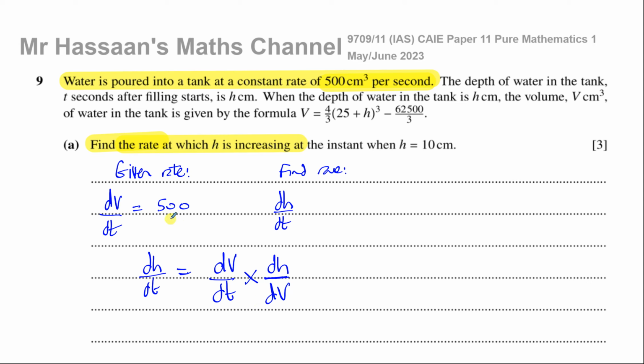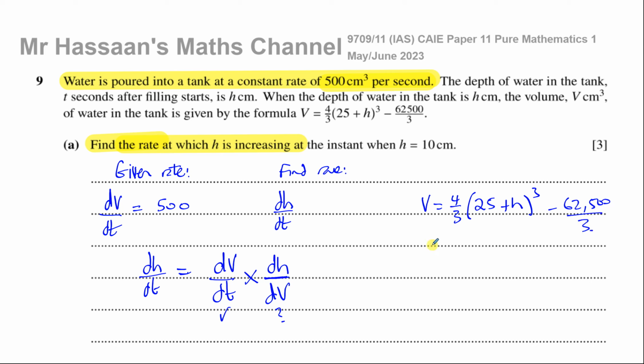So this is what we have to deal with now. I know the value of dV/dt is 500, so I know that part. I've got to think about how to find dH/dV. How do we find dH/dV when h equals 10? To find dH/dV, what we could do is take our formula, which is V equals 4/3 times (25 plus h) to the power of 3 minus 62,500/3.